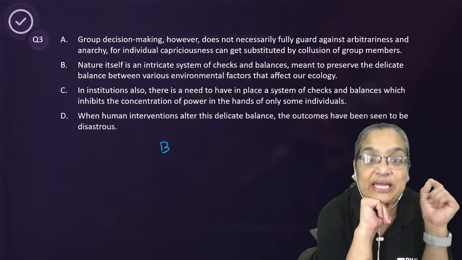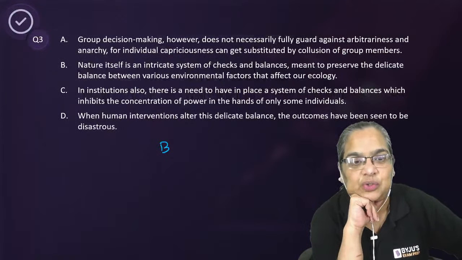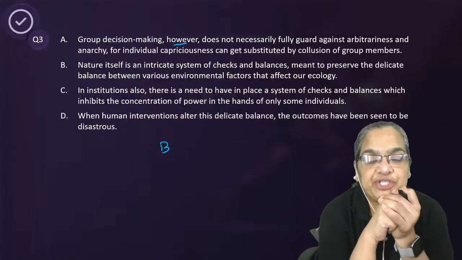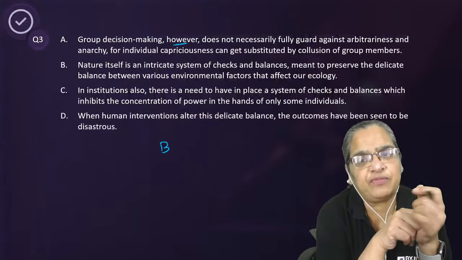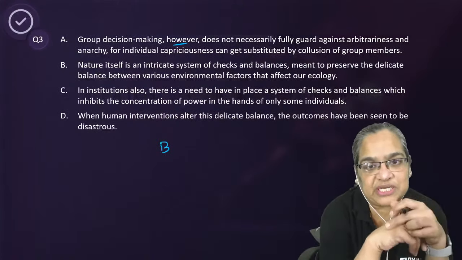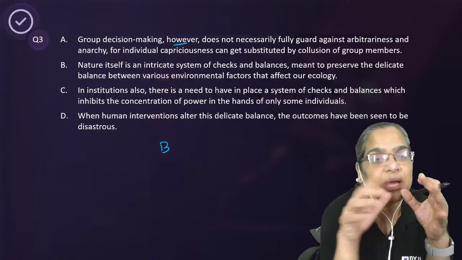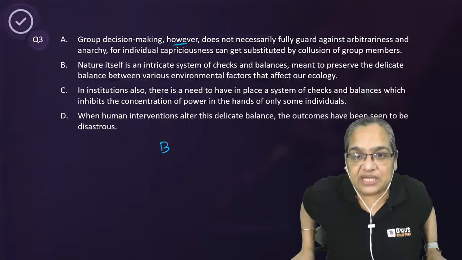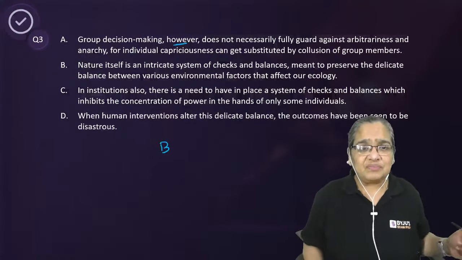Group decision making, however, does not, so this is talking about something opposite to that. Group decision making, however, doesn't necessarily fully guard against arbitrariness and anarchy, for individual capriciousness can get substituted by collusion of group members. Instead of an individual dictating or being whimsical, you can have a group dictating.